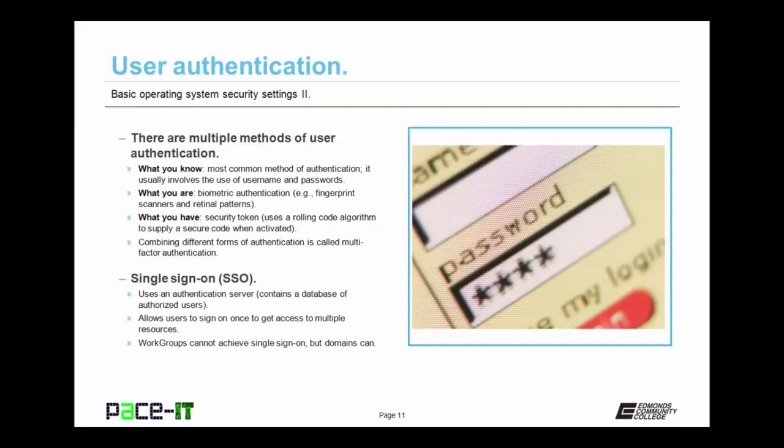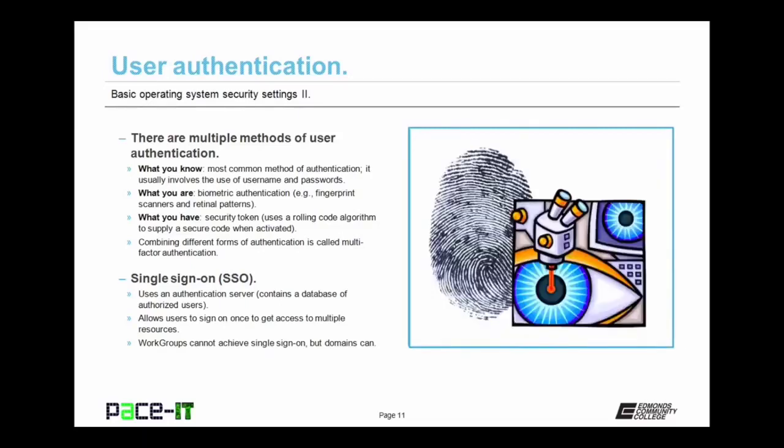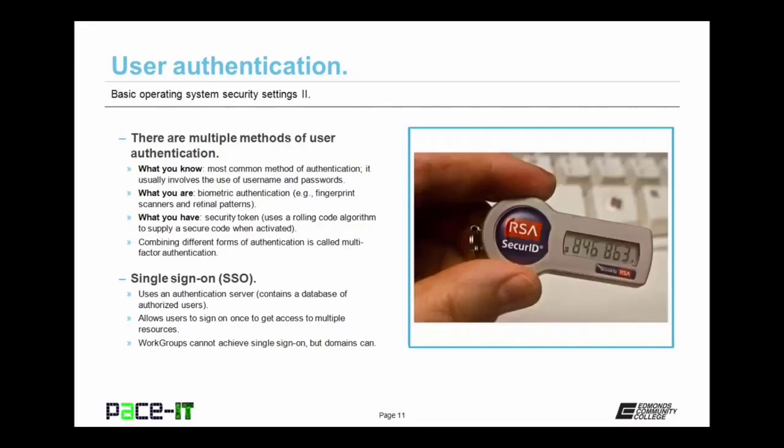You know those. The next method is what you are. That would be biometric authentication. Fingerprint scanners, retinal patterns, voice recognition, so on and so forth. Those are all authentication by what you are. The last method is what you have. That would be like a security token, which uses a rolling code algorithm to supply a secure code. Now, you can combine different forms of authentication.